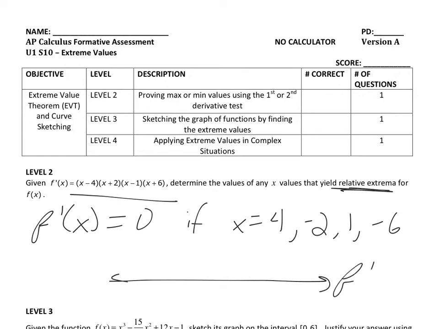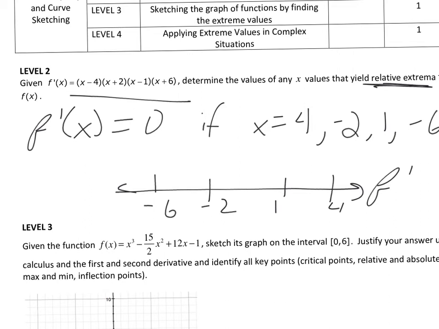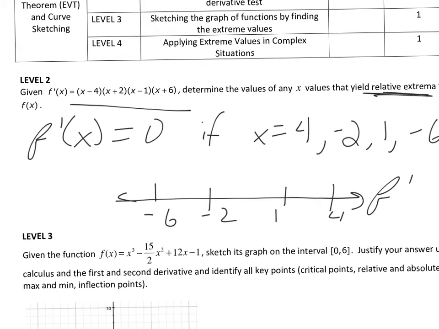So I'm now going to go ahead and set up a number line with -6, -2, 1, and 4 on it. This is a number line on f prime. And now I'm going to test to see whether those intervals give us positive or negative regions, and therefore increasing or decreasing respectively, because based off of that we'll be able to tell if we have maxes or mins. So I'll look at, say, f prime of -7.